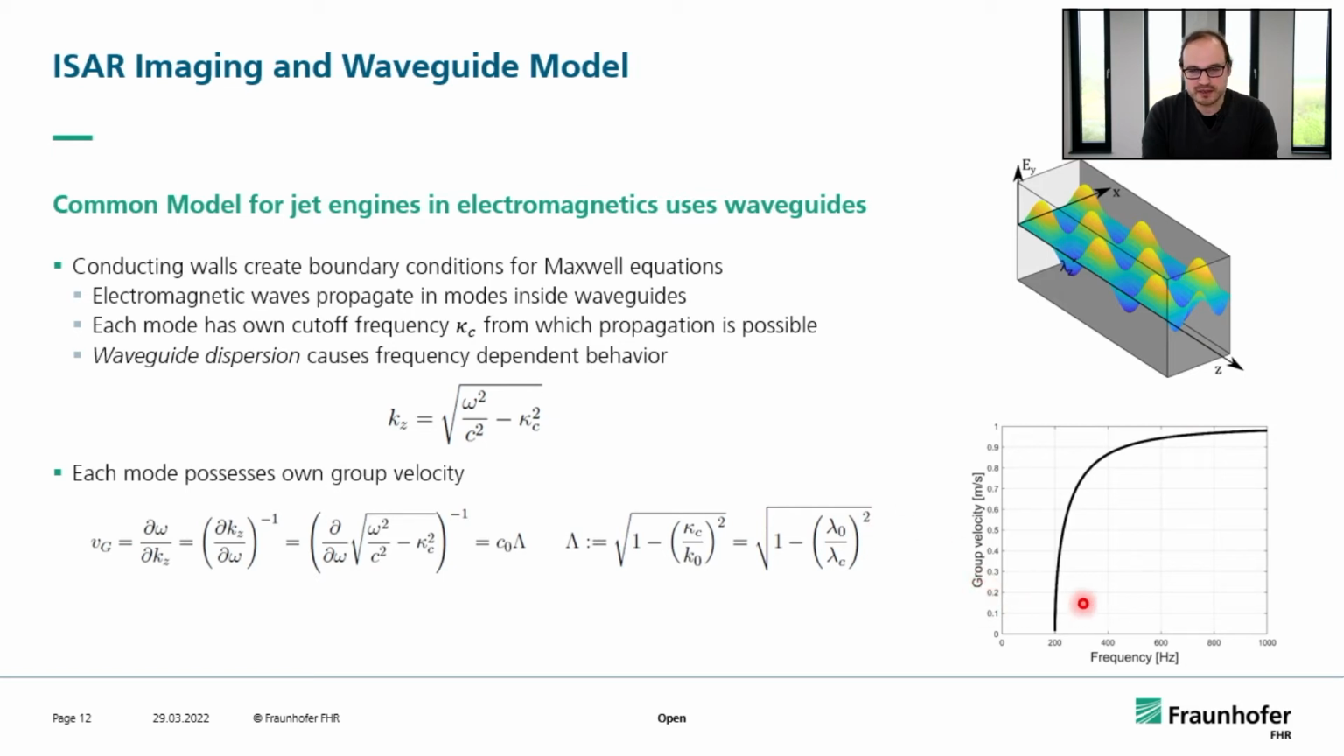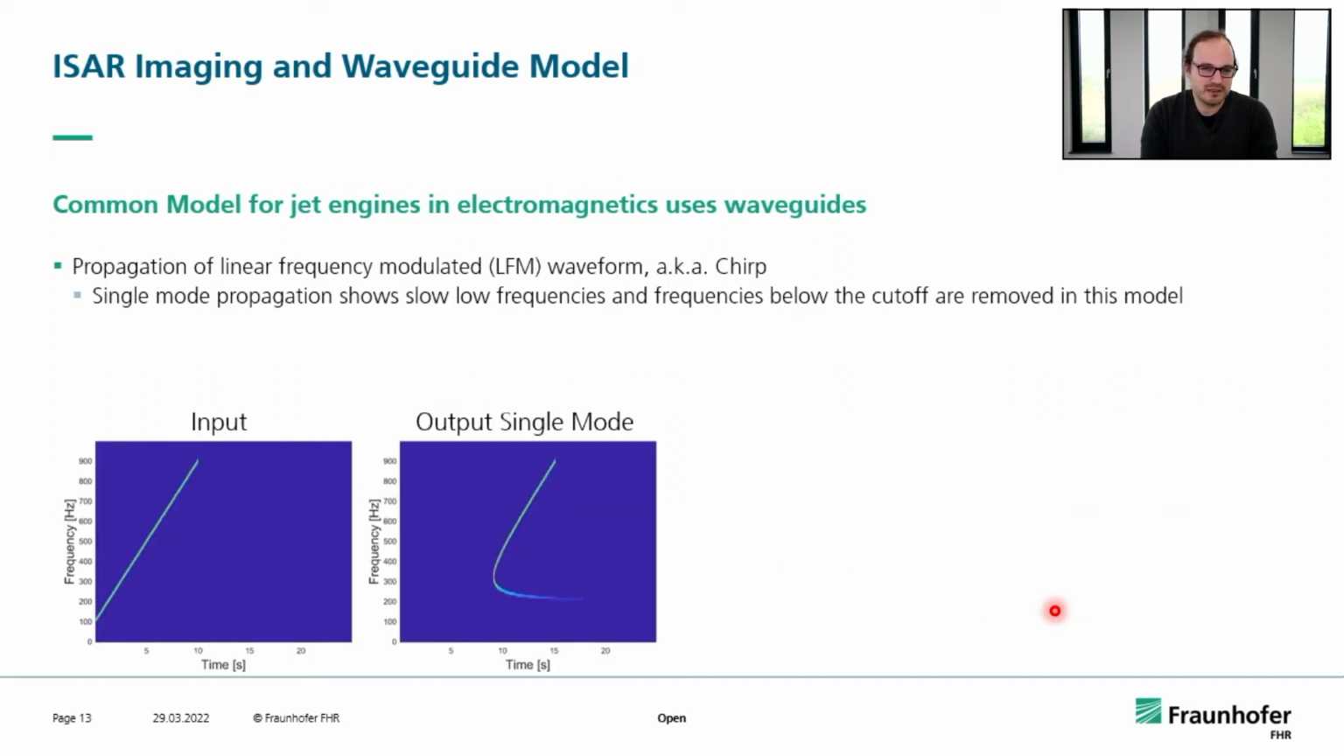This is shown here as an example of group velocity, and what this means for our signal is that our waveform is spread in time, because a part of our waveform is traveling slower than the other one. That's now shown here as a time-frequency transformation. So we have here an LFM, also known as a chirp signal, with a linear frequency ramp going from, in this case, 100 to 900 Hertz. As I said, it's not realistic. And then if we use the mode from the slide before, we see here this cutoff effect at 200.